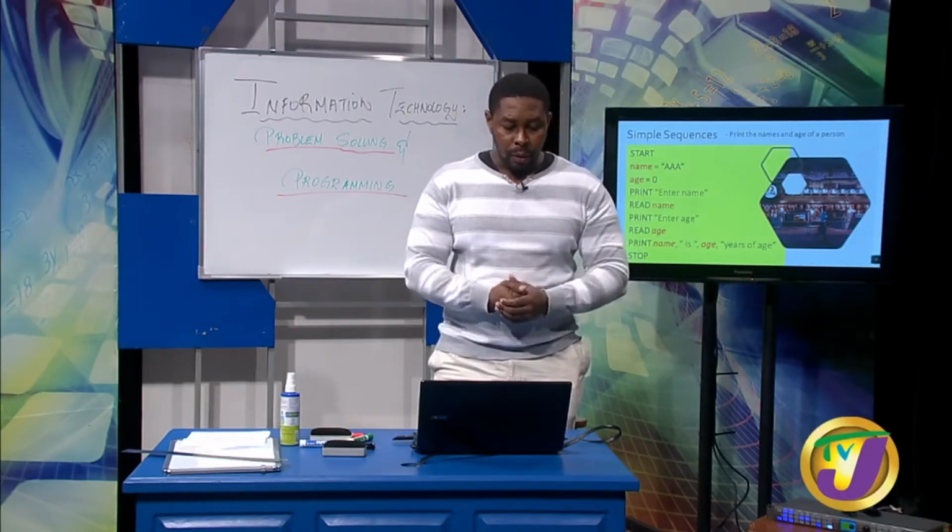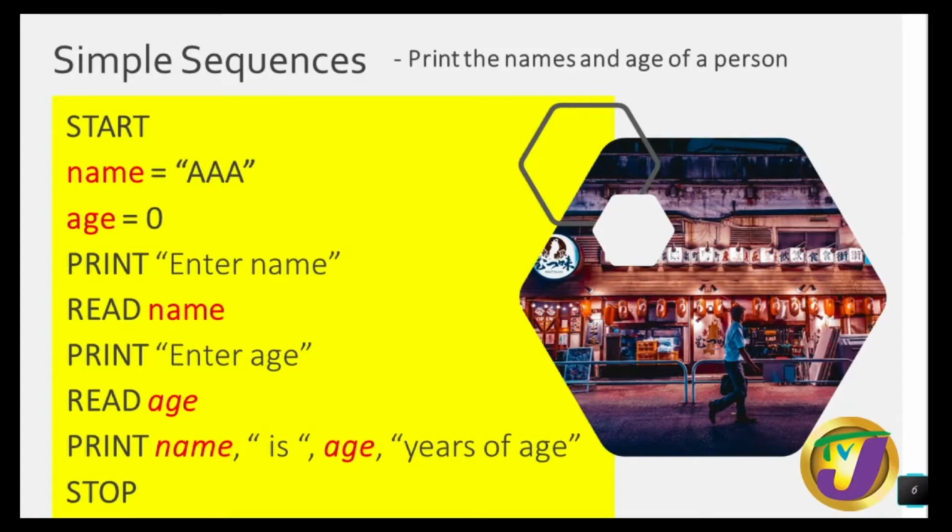Then we print a prompt telling a user to enter a name. And that prompt would read print, double quotation mark, enter name, close quotation mark. And the things or the words between the quotation marks are going to be printed directly on screen. After that, we read the name itself. And this has no quotation marks, you just have the word read and the variable name, name.